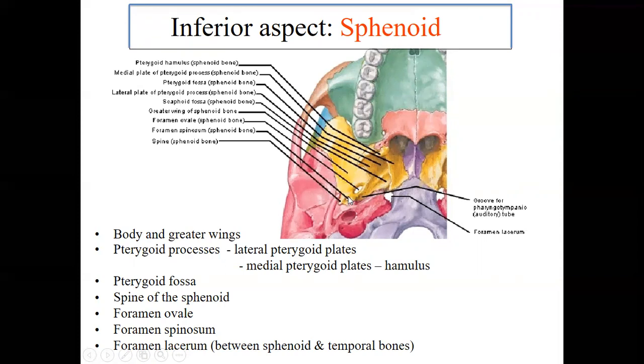Foramen spinosum is located behind, or posterolateral to, the foramen ovale. And then foramen lacerum here is between the sphenoid bone and also the temporal bone. Back here we have the temporal bone. This is the temporal bone, between the sphenoid bone and also the temporal bone.